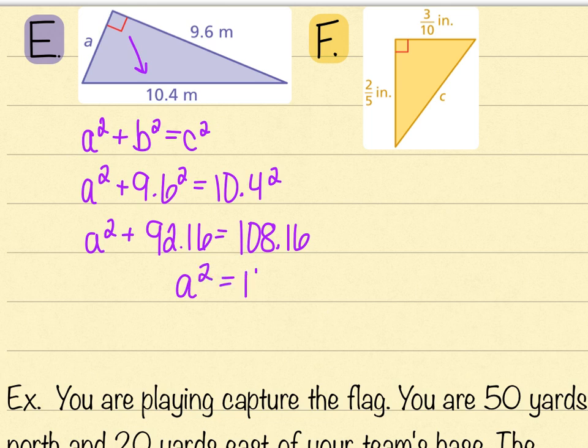And if a squared is 16, that must mean that side a is 4 meters long, because I have to take the square root of both sides to get rid of the square in my equation, and that's going to give us a side length of 4 meters.